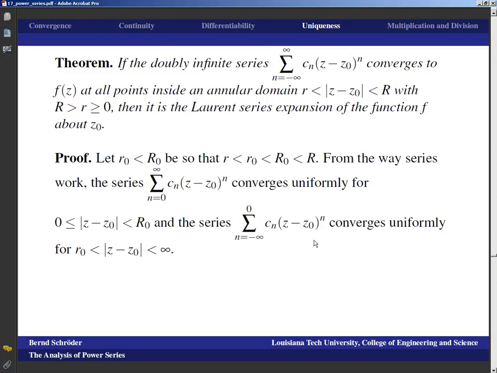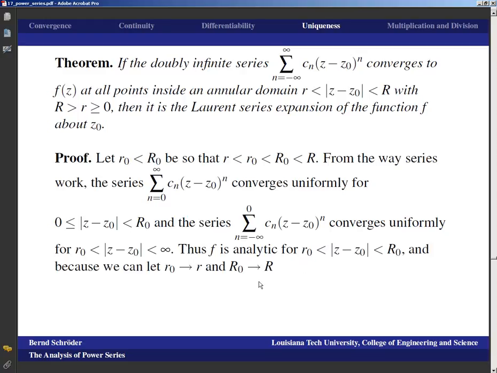And that's because, well, these are now negative exponents, so this is actually a sum in 1 over z minus c0, and that would mean 1 over r0 is greater than 1 over the absolute value of z minus c0, which is greater than 0. And so that means that this is then just turning out just like a power series and has the same uniform convergence behavior inside a disk. And that means that f is analytic for r0 smaller than the absolute value of z minus c0, smaller than capital R0.